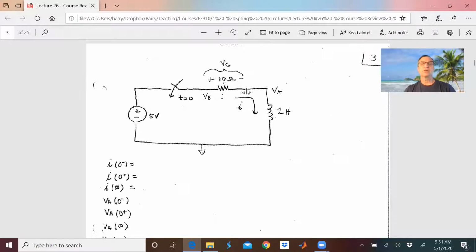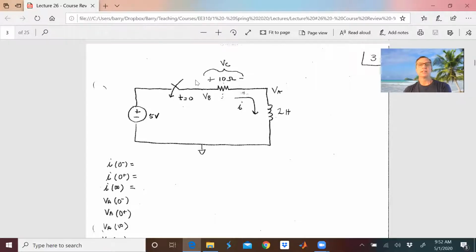So at t equals 0 plus, it looks like I'm going to have 5 volts here. Well, one of our rules says that we can change the inductor voltage instantaneously. So that's exactly what's going to happen here. We're going to get 5 volts across this inductor at t equals 0 plus. And this is so much fun. Let's just keep triaging. At t equals infinity, we're going to be at steady state again.